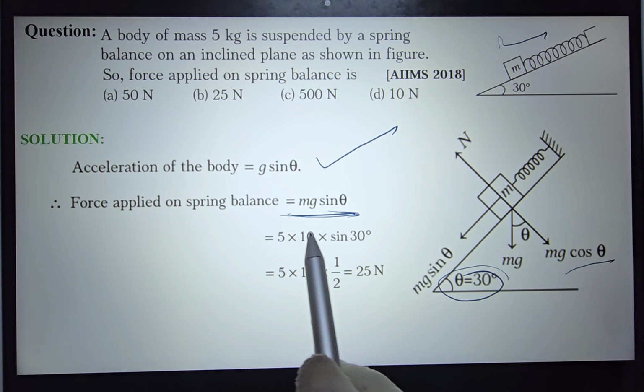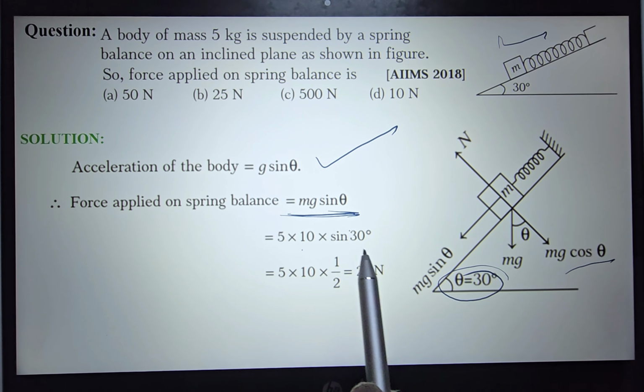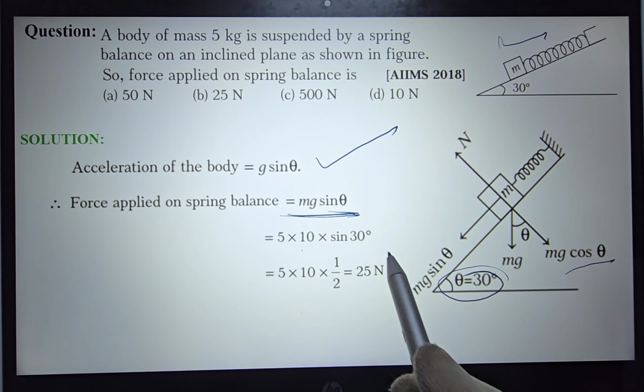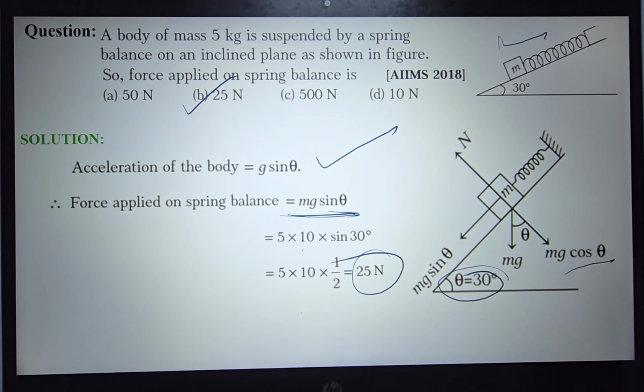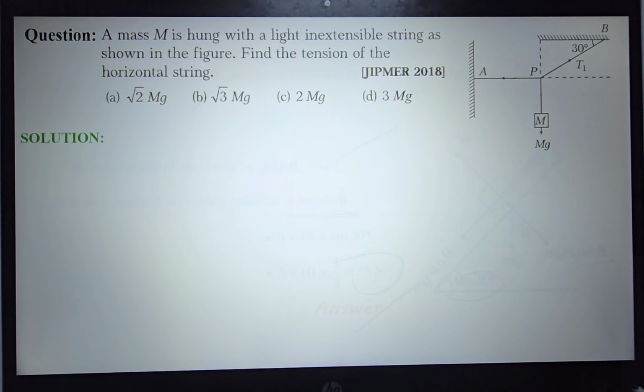So mg into sin theta, where m is given as 5 kg. So this is 5 into g is 10 and theta is 30. So m into g into sin theta would give me the value of 25 Newton. So the answer is B, which is 25 Newtons. Okay, this is the answer, right? Okay, friends, let us proceed for the next problem.